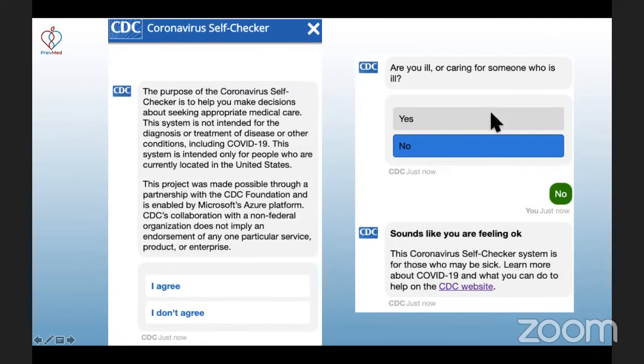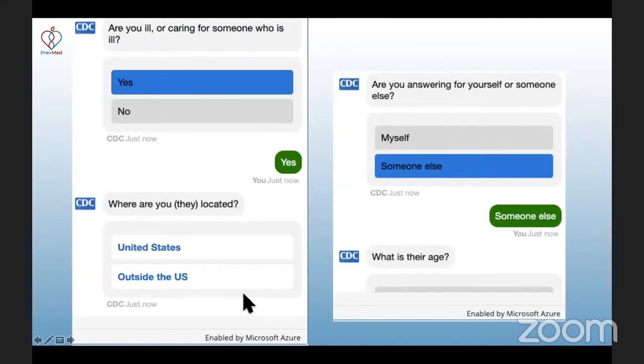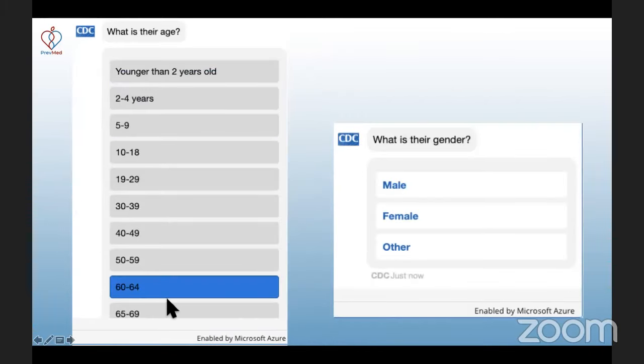First question is, are you ill or caring for someone who is ill? I said, no. Sounds like you're feeling okay. The self-checker system is for those who may be sick. Learn more about COVID-19 and go back to the CDC website. So I went back and it said, okay, first question, are you ill or caring for someone who is ill? I said, yes. Where are you located? United States. Are you answering for yourself or someone else? I just said someone else. What's their age? I said 60 to 64. What's their gender? I said female.